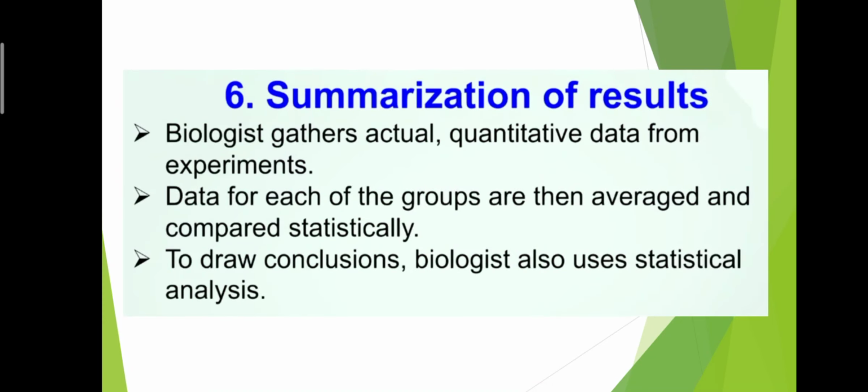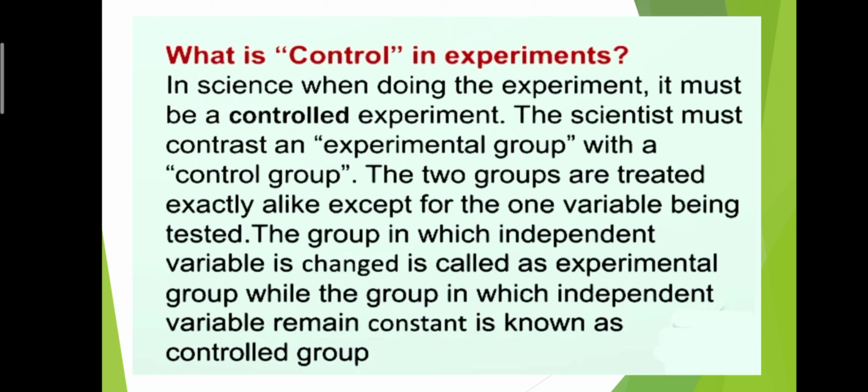Number 6, summarization of results. The biologist gathers actual quantitative data from experiments. Data for each of the groups are then averaged and compared statistically. To draw conclusions, the biologist also uses statistical analysis.